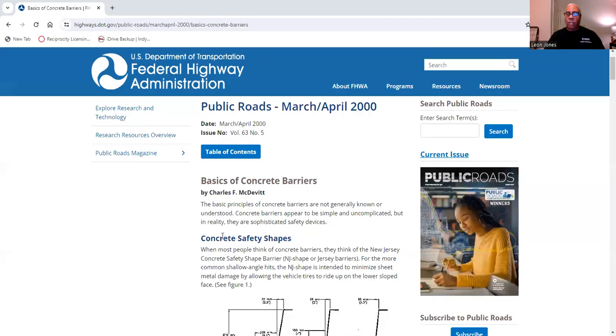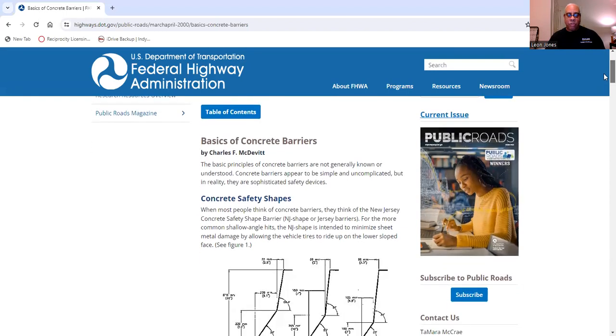Now, let me share my screen and let's get into the basics of concrete barriers. Of course, I will put the link to this information at the bottom of my video. This is from the Federal Highway Administration, Basics of Concrete Barriers, and this is by Charles F. McDevitt. He's a structural engineer.